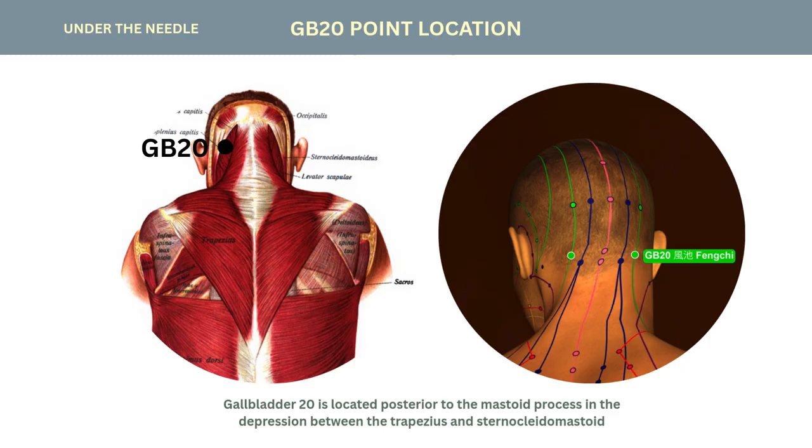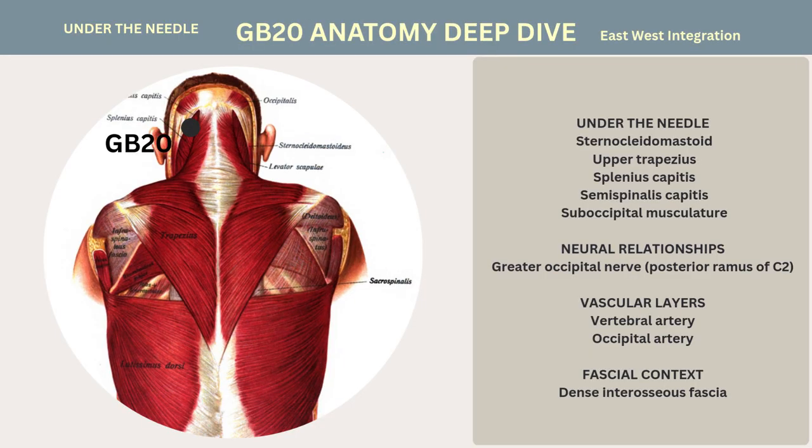Angle the needle slightly toward the contralateral eye or nose. Avoid deep medial insertion to avoid contact with the vertebral artery, which lies anterior and medial to the point. Gallbladder 20 overlies the greater occipital nerve, which originates from the posterior ramus of the second cervical nerve.